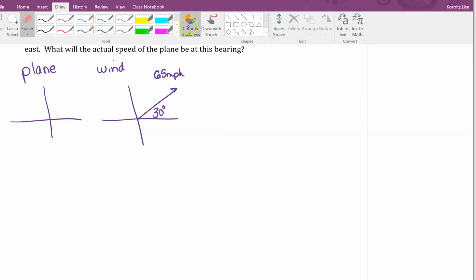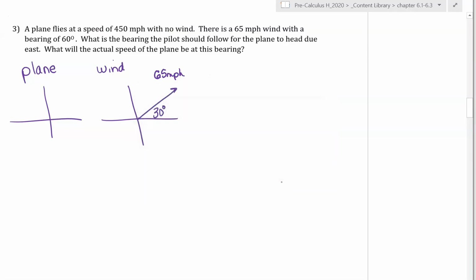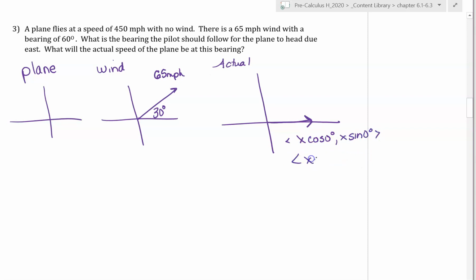And then notice they also told us what actually happened. It says, what is the bearing the pilot should follow for the plane to head due east? So we want the plane to head due east. So again, we don't know what the actual speed is, but we do know that the sine of 0 degrees is 0. So that's going to help us later, that the y coordinate of what actually happened is 0.